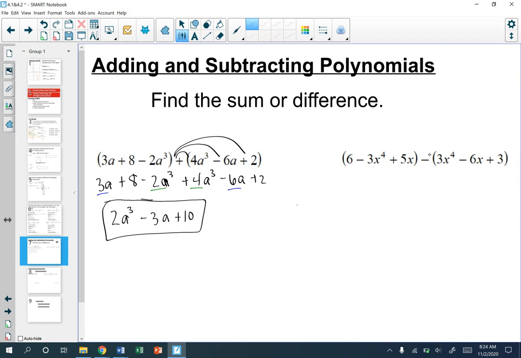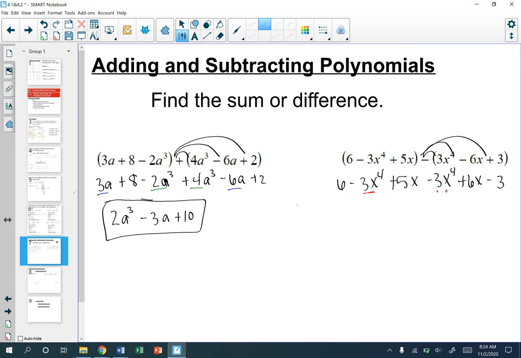Here I am subtracting, so I'm going to distribute that negative sign, and this is where we need to be careful. We have 6 minus 3x to the fourth plus 5x minus 3x to the fourth. Now we have a negative times a negative gives us a positive, plus 6x minus 3. Now again, go ahead and combine our like terms.